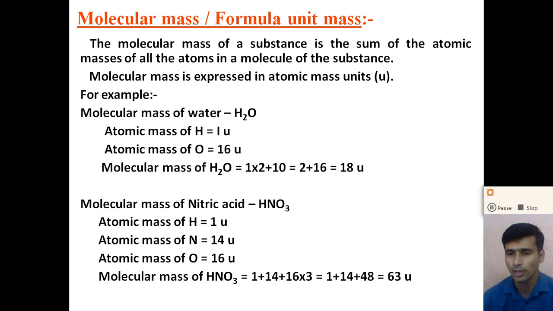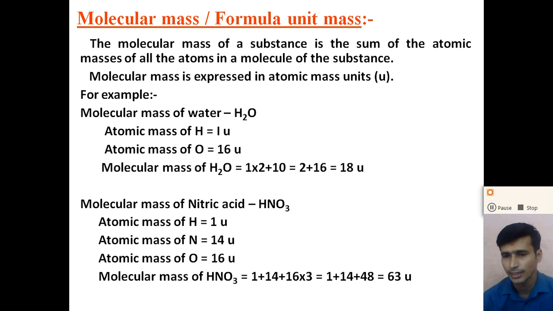Now, a molecule is made up of atoms and atoms have a specific mass. So we can calculate the molecular mass. The molecular mass of a substance is the sum of the atomic masses of all the atoms in the molecule of the substance, right? Understand, dear student, what the molecular mass is: it is the mass of the molecule, and the mass of the molecule is the sum of the masses of all the atoms present in the substance.